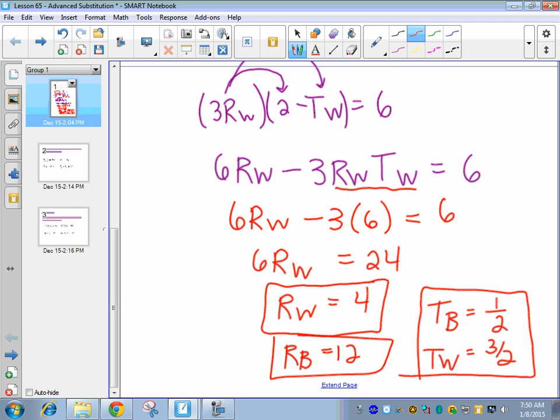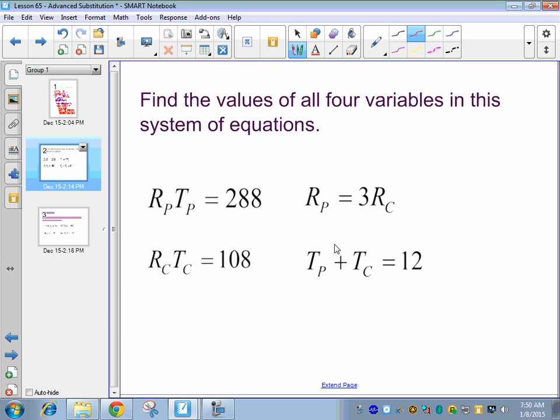We have all four variables. All right, so look for that combined variable to replace with, and then you're good to go. Let's try one more. So go ahead and write down those four equations.